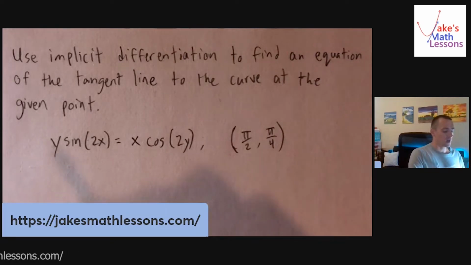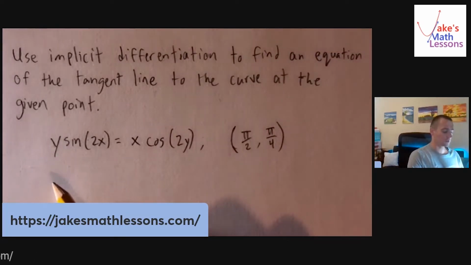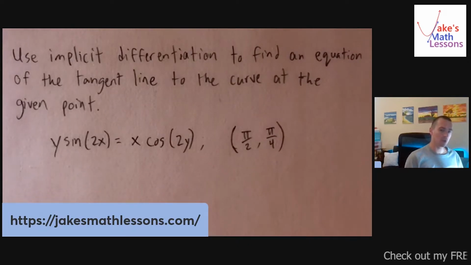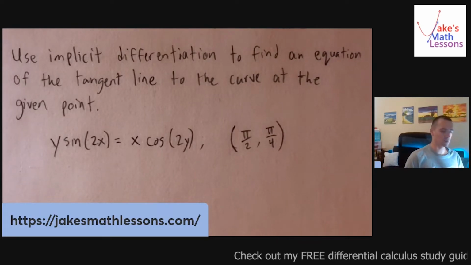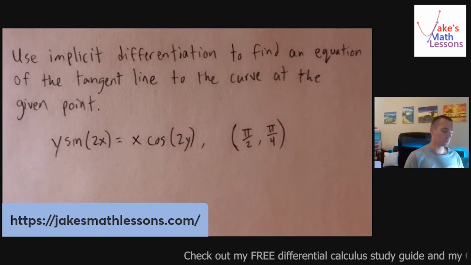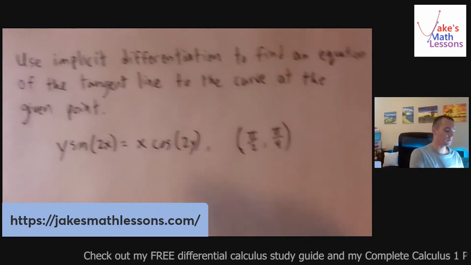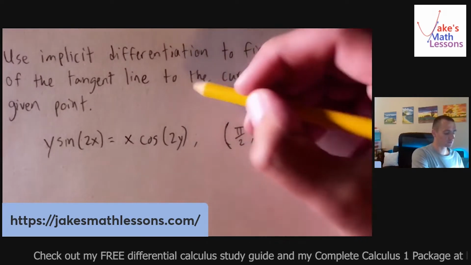If you're not really told which letter is your function and which letter is your variable, sometimes it may say find dy dx. In this case, they didn't do that. They just gave us some equation with x's and y's. Typically, you can assume that x is going to be the variable and y is going to be the function.